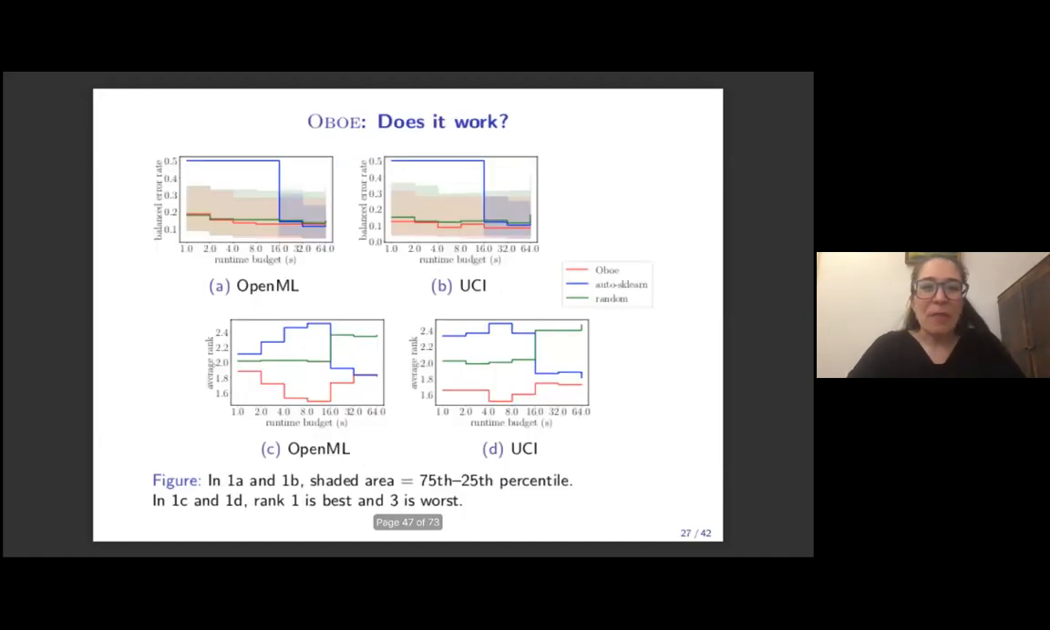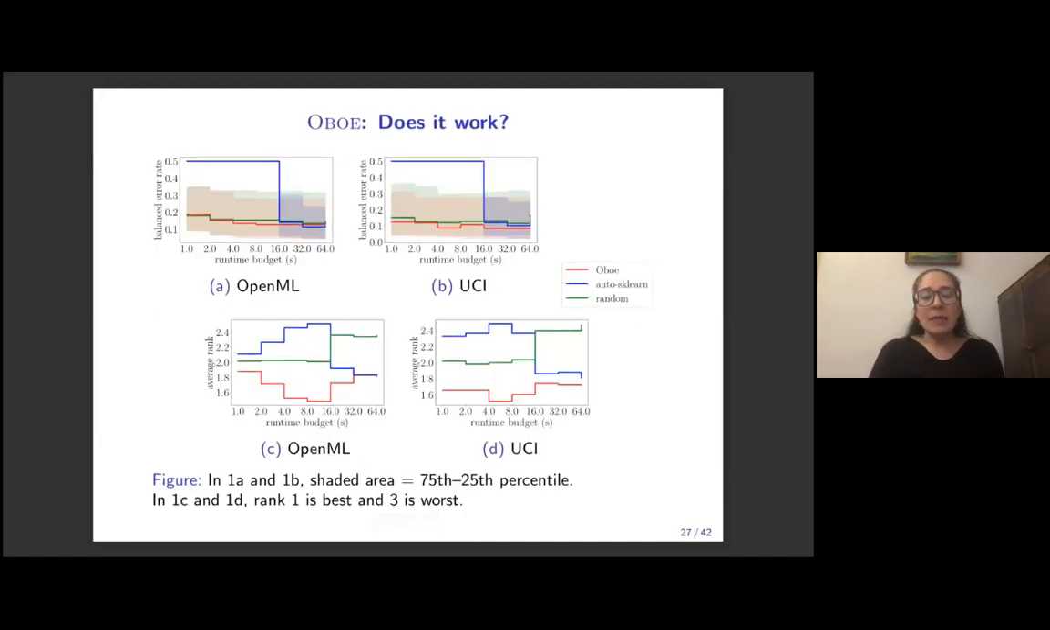Kind of neat. Okay. So the resulting system, we called it OBO. And you can ask, does it actually work to find good machine learning models for your data sets? And the answer is yes. So we compared this to a state-of-the-art system for AutoML, which is this blue line, AutoSKLearn. Our system is called OBO, so that's the red line.